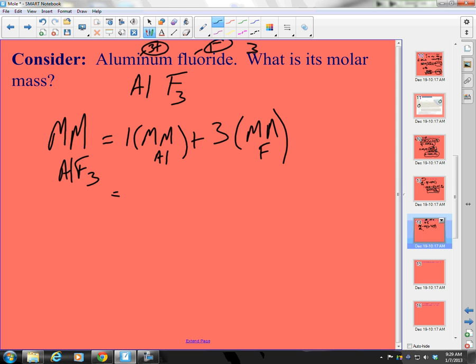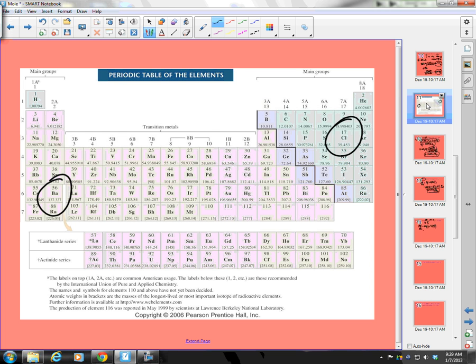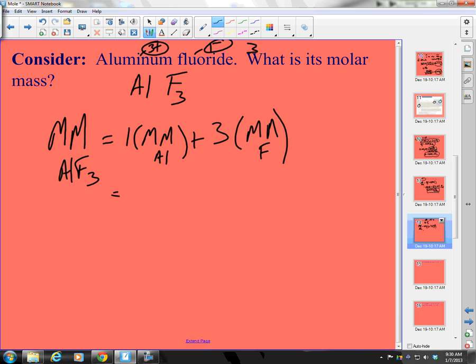Got it? So we go to our periodic table. Aluminum is 26.98. Usually I go with 2 decimals, but you just don't want your number here to limit your sig figs. So you always use as many numbers here as you have in your given. I tend to go with 2 decimals because that usually is sufficient. 26.98, and we'll understand more of that later. Times 3 times my fluorine.